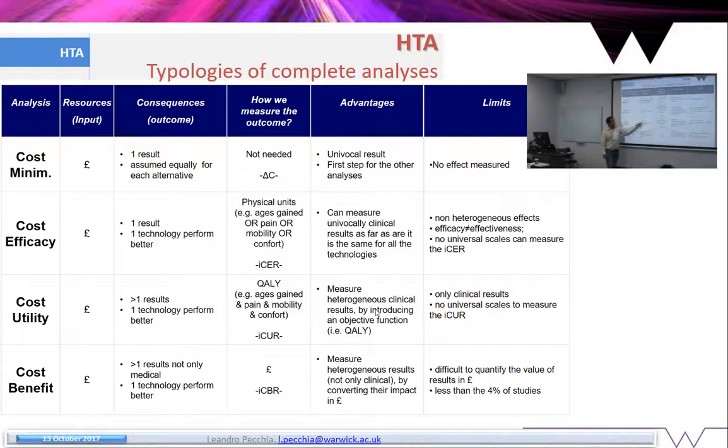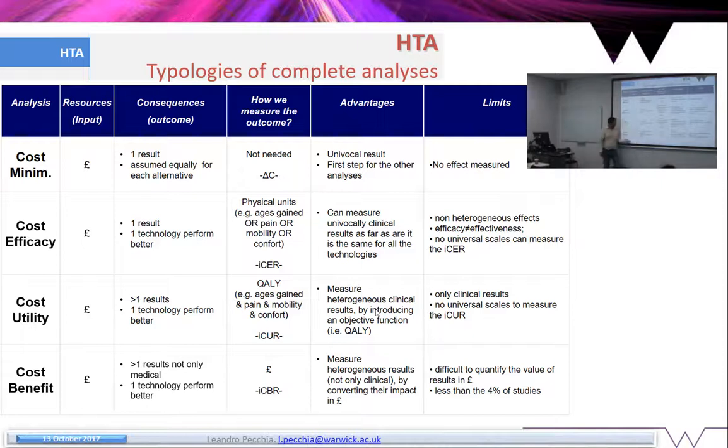And I need to define a utility function, which is a function to put together different domains of clinical health. You will see on the next slide what I mean. And then ideally, I can do a cost-benefit analysis, which is the case in which whatever clinical outcome I consider, I will convert it into pounds as well.